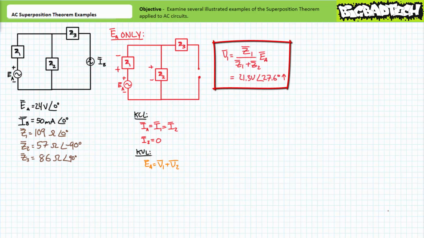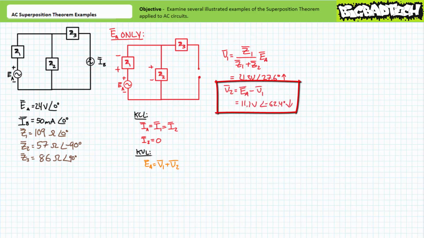An application of the voltage divider rule demonstrates that V1 is 21.3 volts at an angle of 27.6 degrees, where polarity is assumed positive to negative, bottom to top. Application of Kirchhoff's voltage law demonstrates V2 to be 11.1 volts at an angle of negative 62.4 degrees, oriented positive to negative, top to bottom.